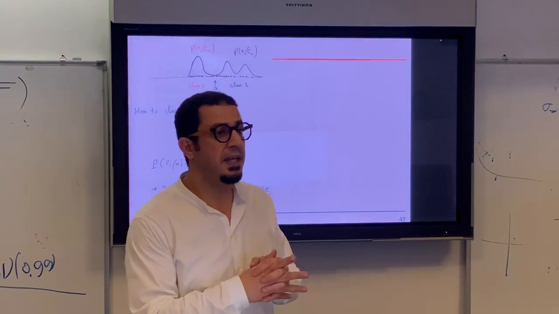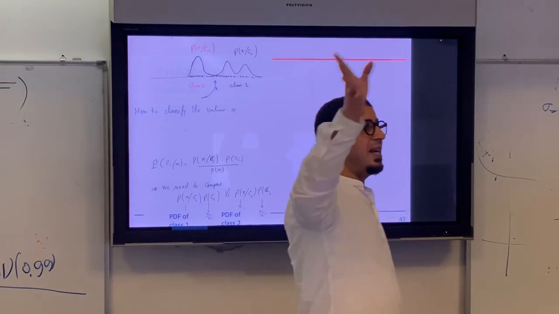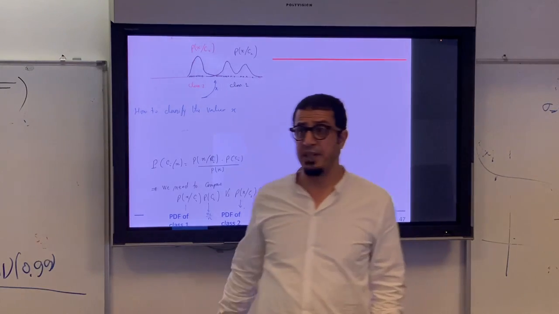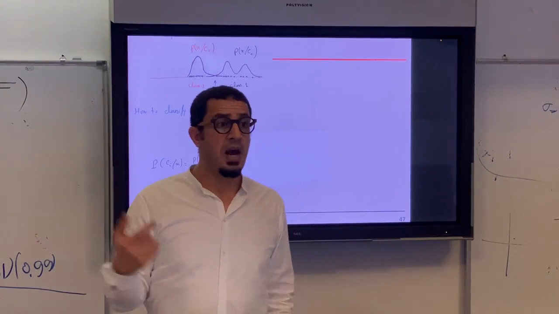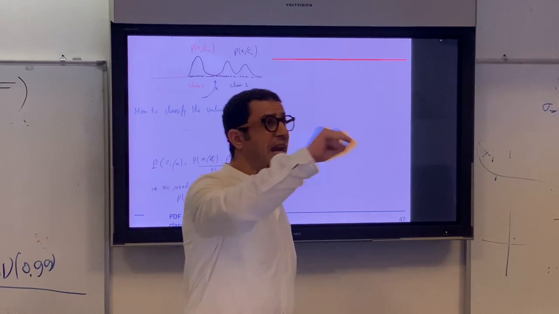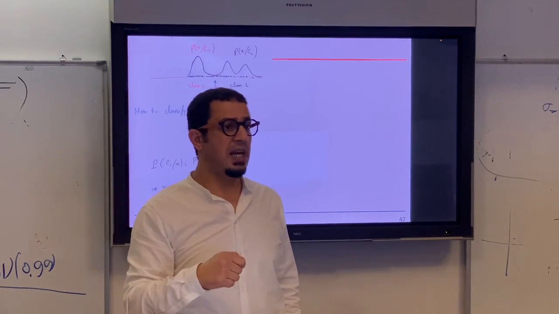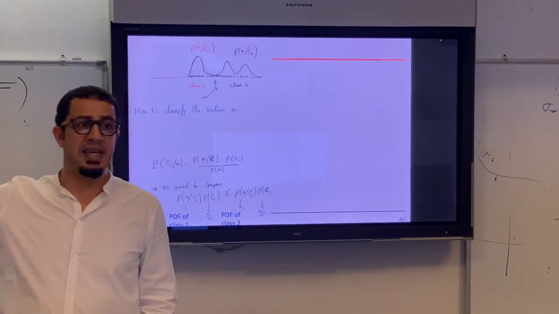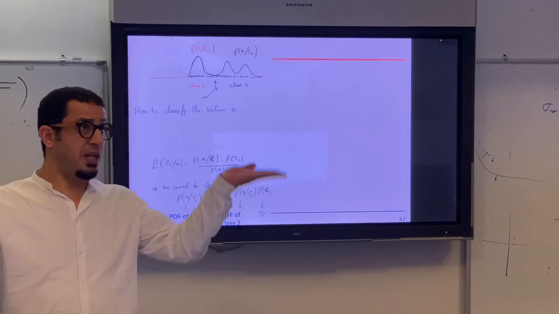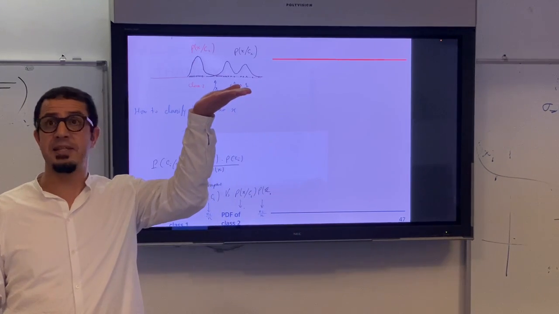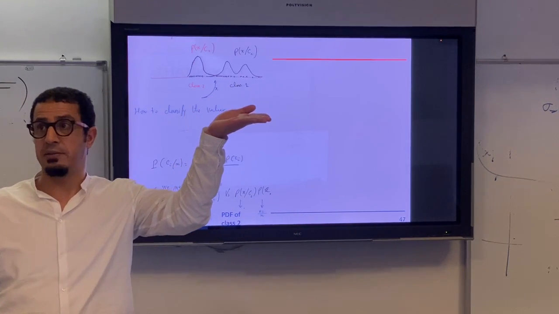So look please here. I have class 1 and class 2, and I have a new data point, X, that I want to classify. What I want to calculate is the probability of X given class 2 and the probability of X given class 1, and then we compare the two probabilities. The highest is my model. As simple as that. Clear?